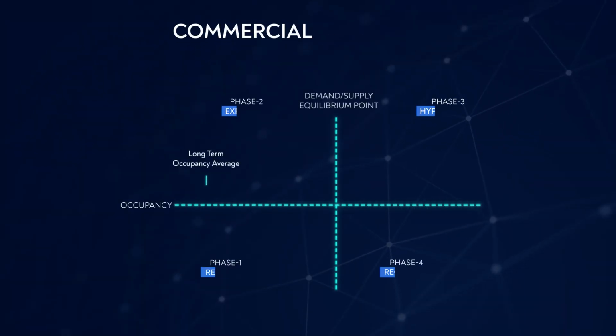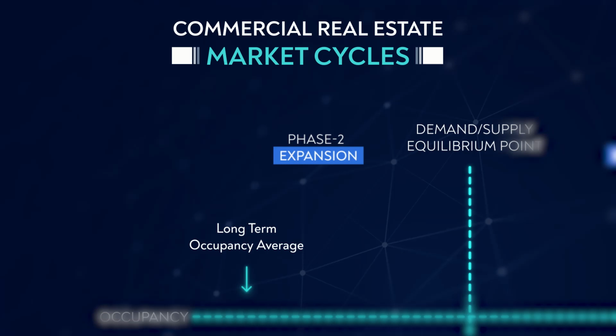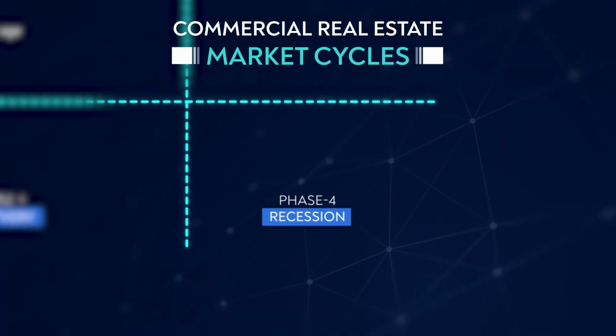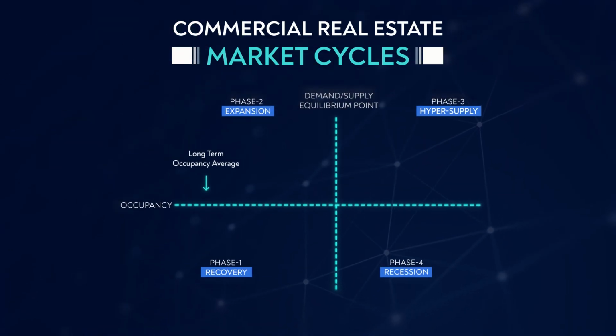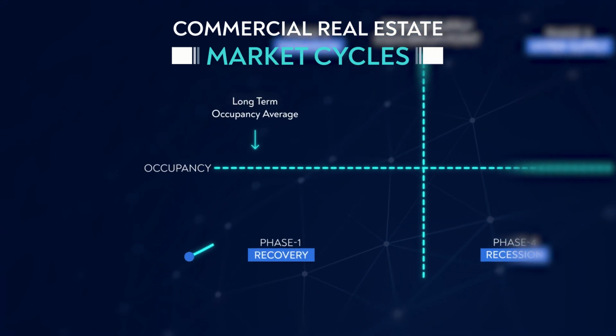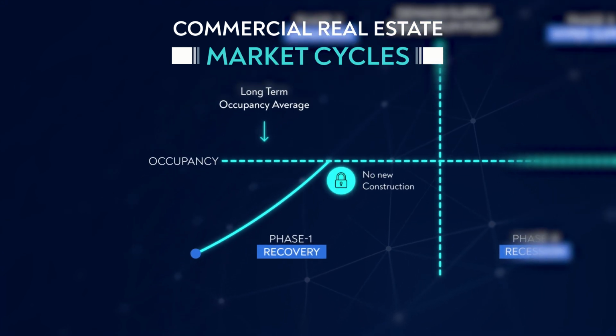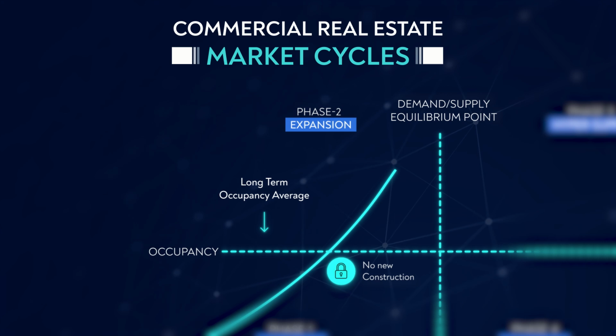There are 4 general phases: recovery, expansion, hypersupply, and recession. Each phase affects property values, rents, and investment strategies differently. For example, after a downturn, the market enters the recovery phase. Here, property values are typically low, and there's high vacancy from the previous cycle's crash. Investors who spot the recovery early can buy properties at discounted prices, setting themselves up for significant gains as the market improves.